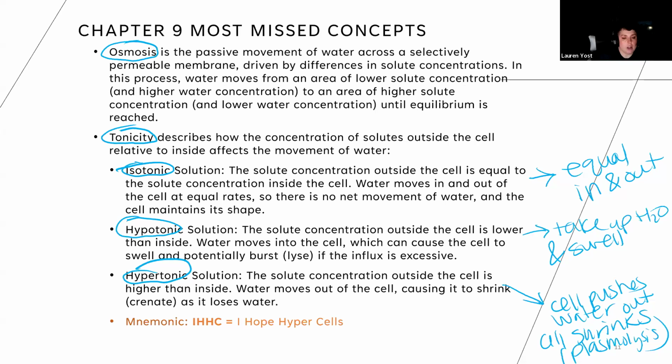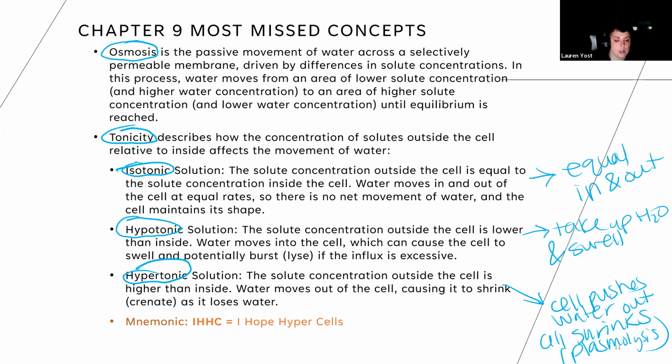All right, so our little mnemonic here was I hope hypercells, or IHHC. So isotonic is the I, no net movement of water in and out, it's the same, it's equilibrium there. Hypotonic, water moves into the cell. Hypertonic, water moves out of the cell. And all of this is dependent on that selectively permeable membrane of cells.